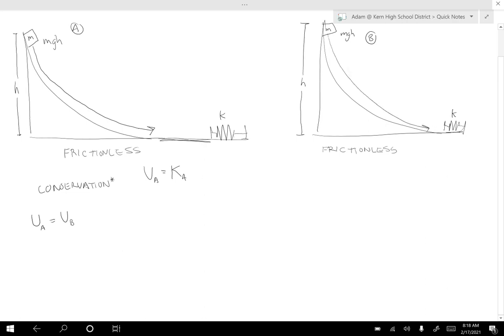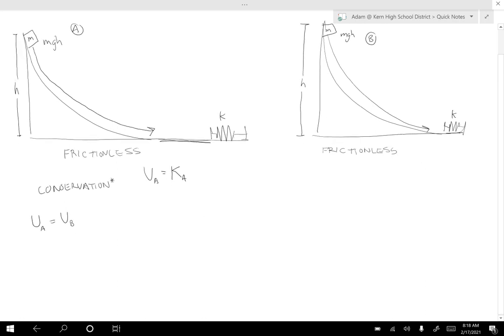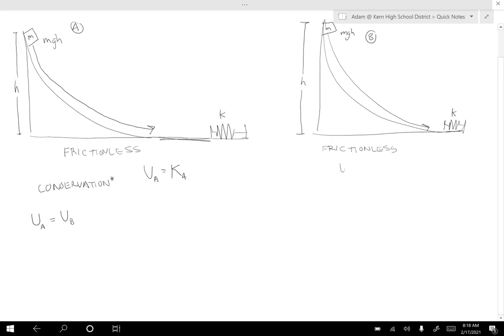At the bottom here, we have, hey, don't do that. The potential, stop doing that.